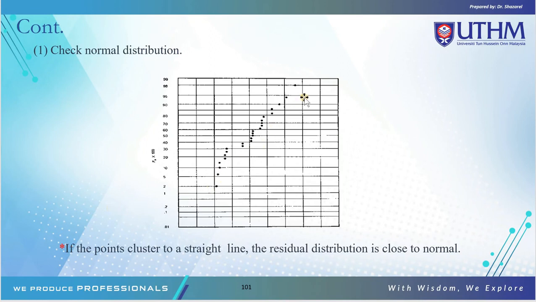Once we have plotted this, we can judge by observing the points, whether they are distributed in a straight line. If it is a straight line, we can conclude that the residuals are close to a normal distribution. This can also be carried out using software. We just check whether it is a straight line. So how are we going to plot this?